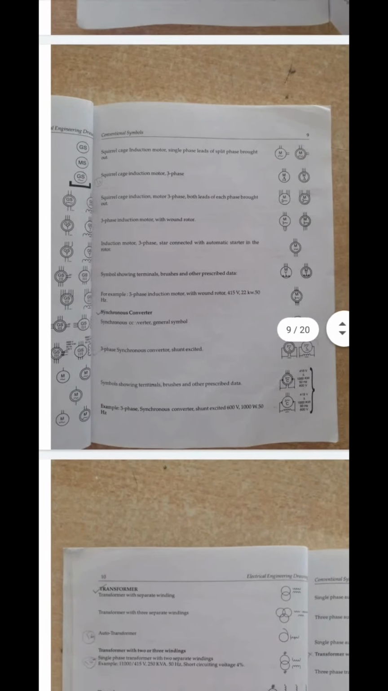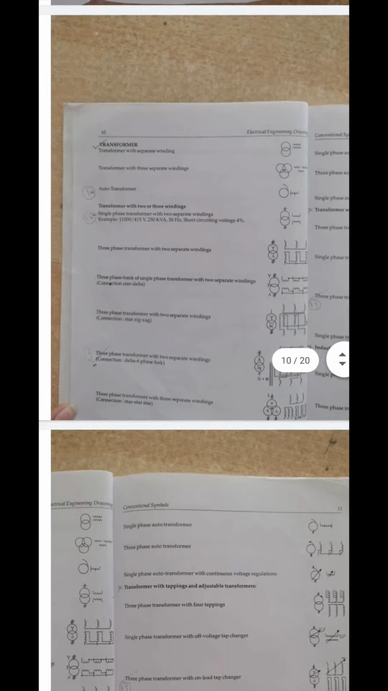See, this is the wiring symbol, then switches, socket outlets, lighting fixtures, electrical appliances, indicating instruments, then rotating machine, alternating machine, DC machine, synchronous machine, induction motor, synchronous converter, transformer, induction regulator.